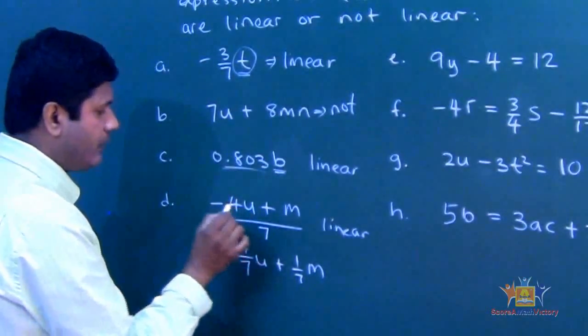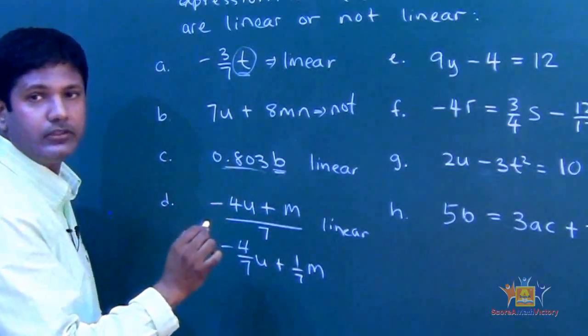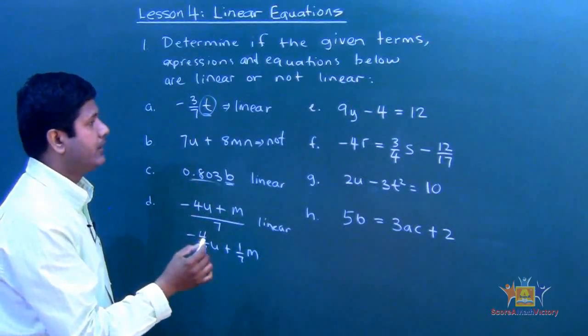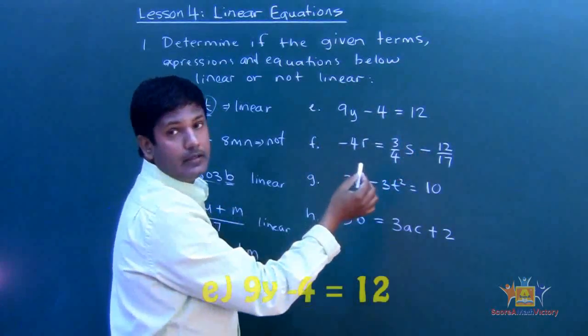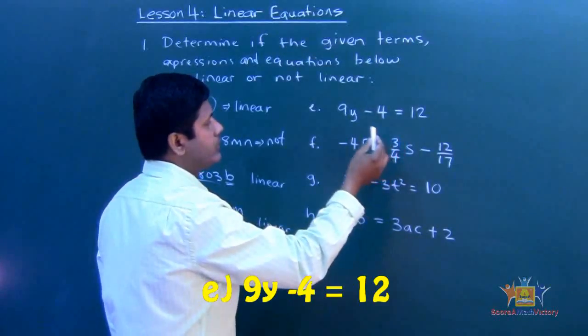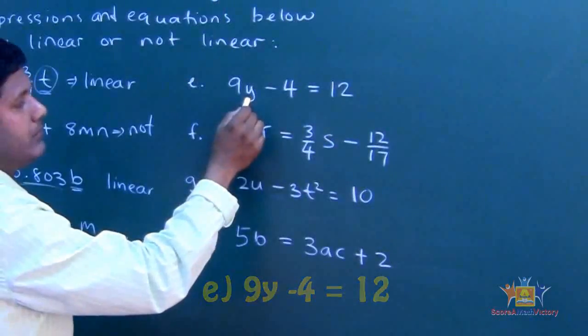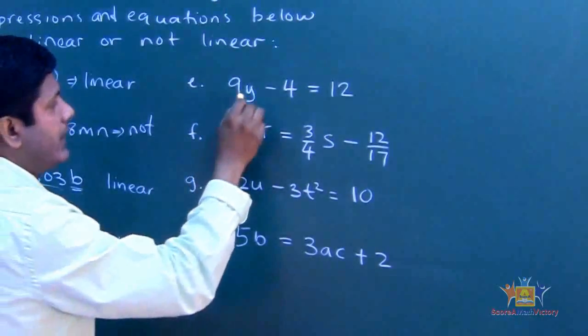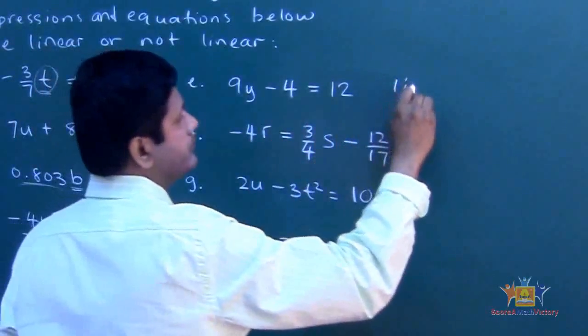Once you identify the terms, then look for the unknowns. How many unknowns are there? Like for example, in this case, this is an equation, a linear equation. Why is it linear? Because the term here only has one unknown. See that? So that makes it linear.